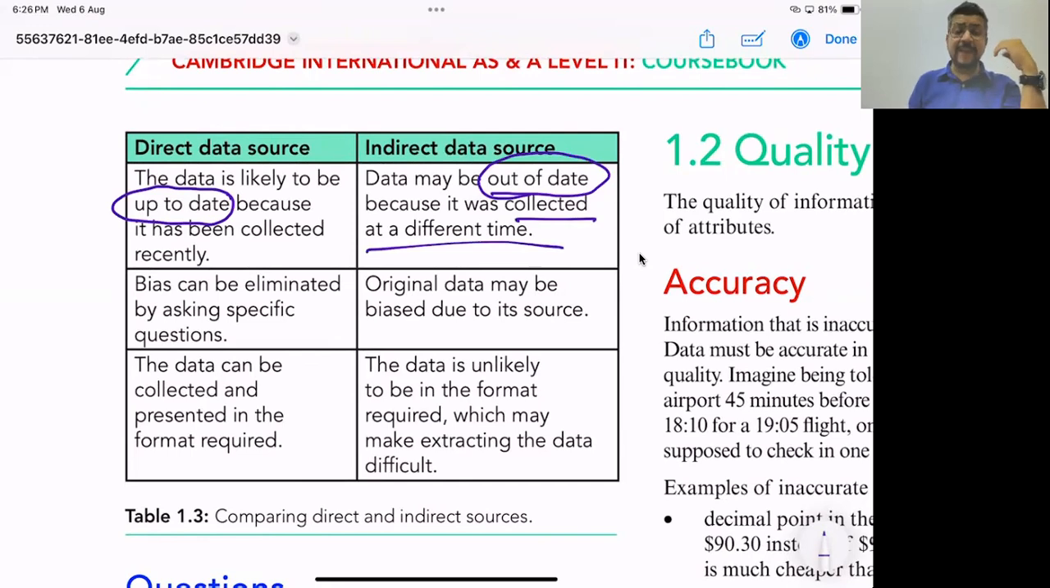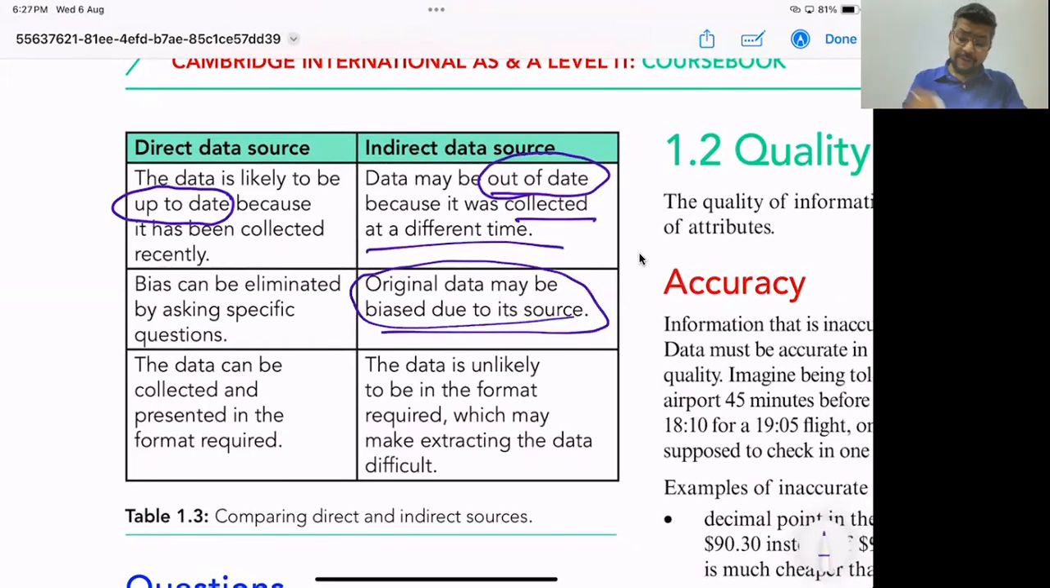Another part, bias can be eliminated by asking a specific question. There is no bias. Original data may be biased due to the source. Whatever source you collected from indirectly, it's going to be biased. The last part, the data can be collected and presented in the format required. Whatever format you require, you collect the data according to that. For example, you're looking for the name, phone number, and email address: first name, then the phone number and the email, in the same form.